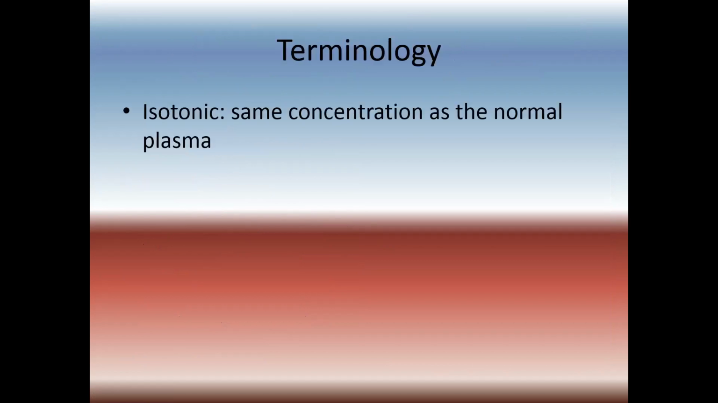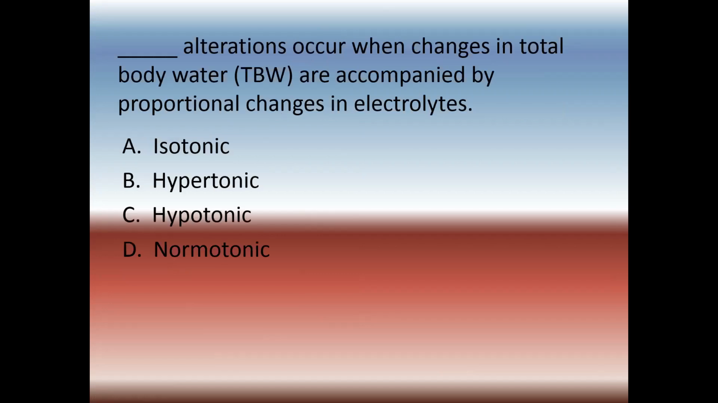So some terms that you should be familiar with. Isotonic means the same concentration as normal plasma. So what type of alterations occur when changes in total body water are accompanied by proportional changes in electrolytes? And that would be isotonic, right? So it's the same concentration. So if you lose body water, but you still have the same proportion of electrolytes, we call that an isotonic fluid loss. If the body concentration is still the same, even though you have less of it, that's an isotonic change.